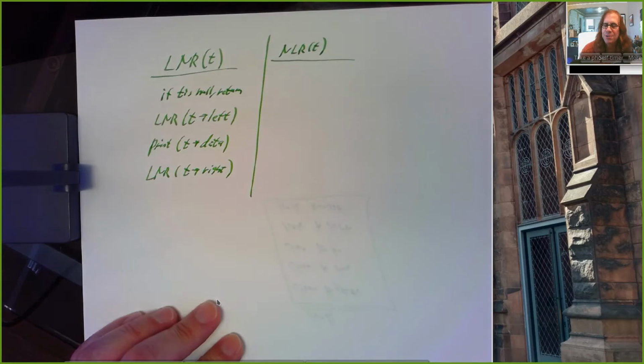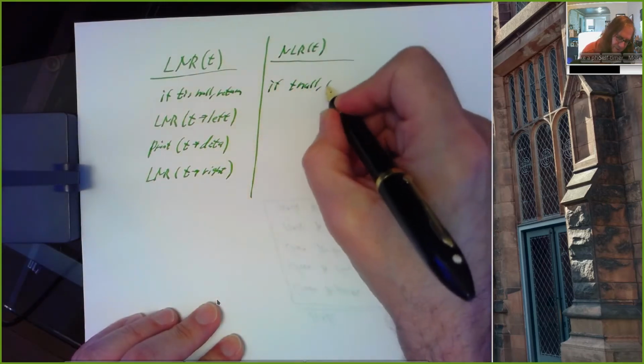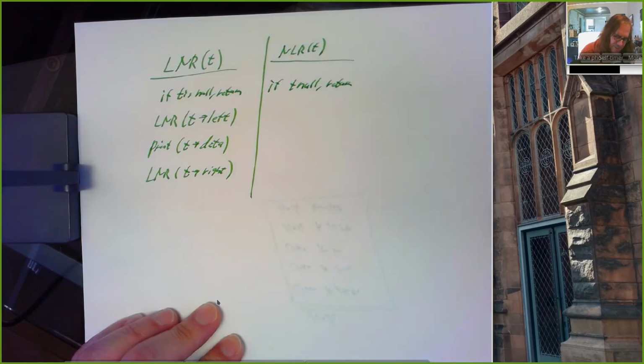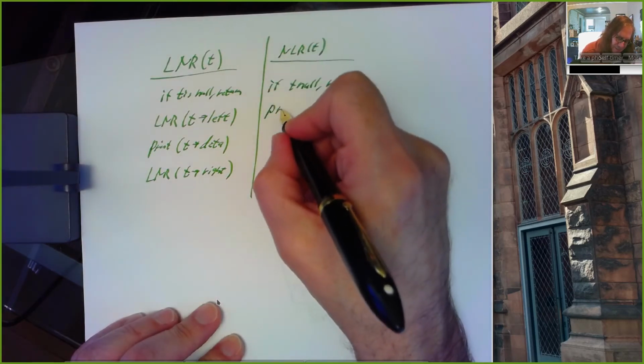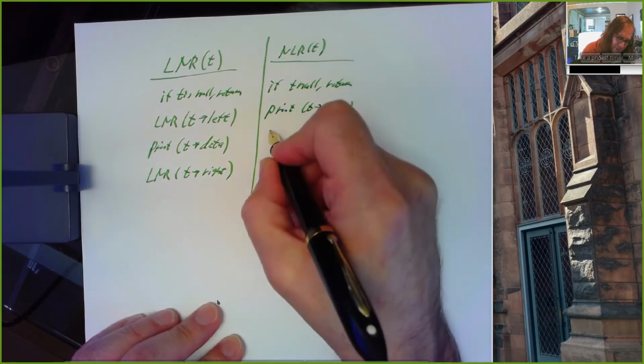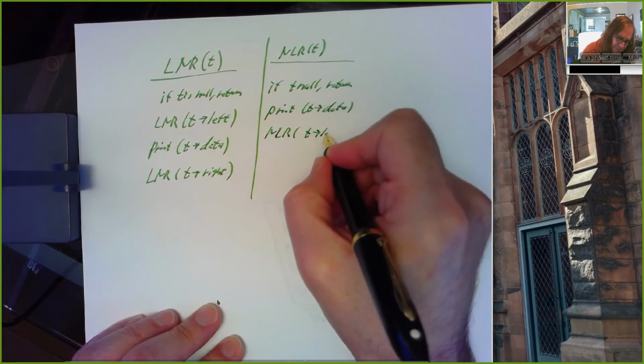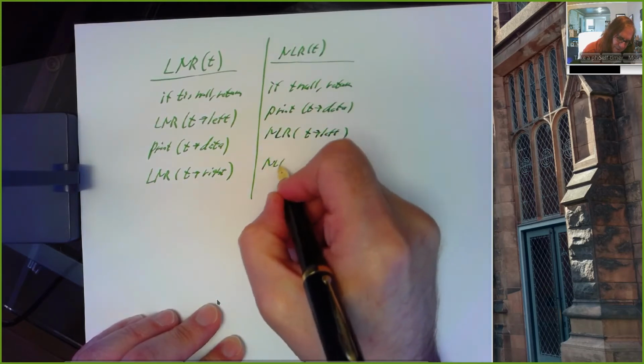Alright, pre-order traversal, node left right. If t is null, return. Otherwise, the N says print the root data first, and then traverse the left, and then traverse the right.